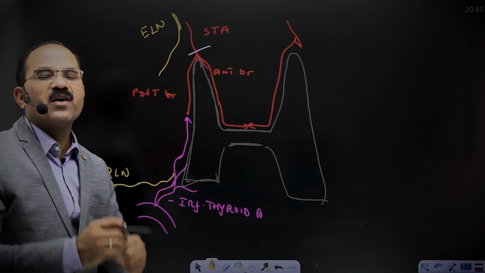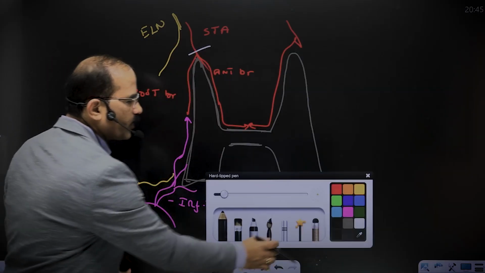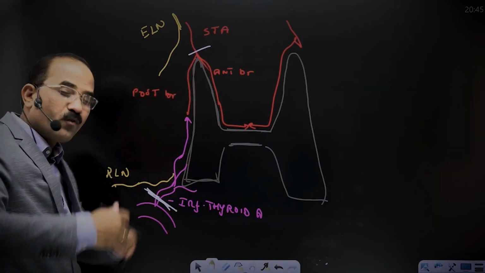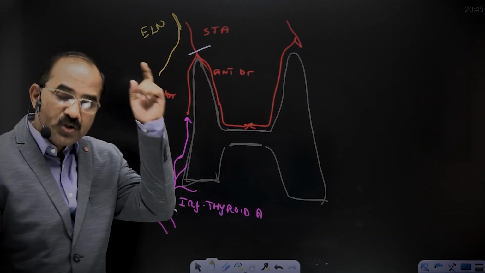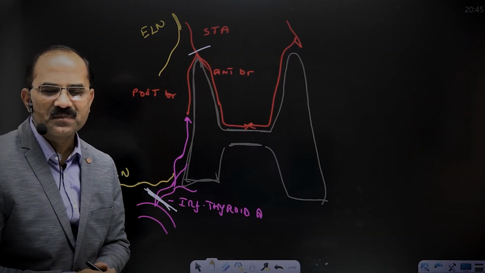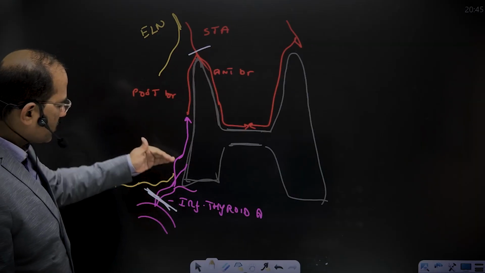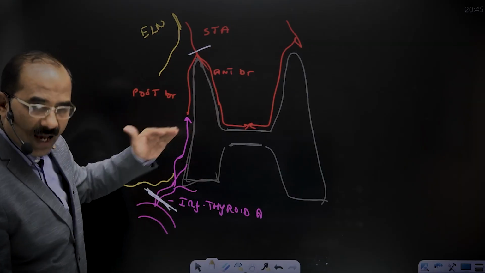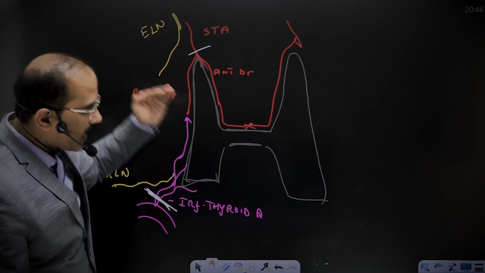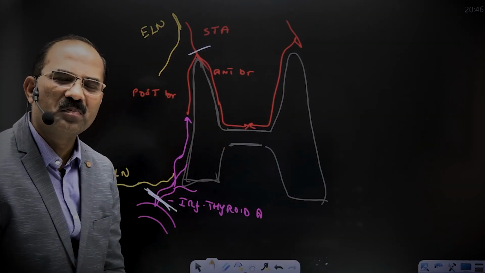So students, where are we going to ligate the inferior thyroid artery? This inferior thyroid artery should be ligated as away from the gland as possible to prevent injury to the recurrent laryngeal nerve. Are you getting this? Clear? So the inferior thyroid artery is ligated as away from the gland as possible. The superior thyroid artery is ligated as close to the gland as possible.